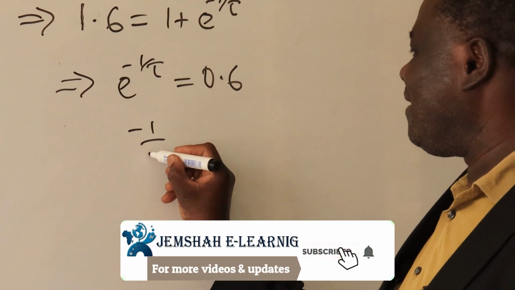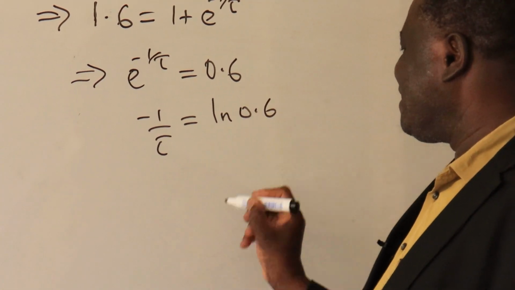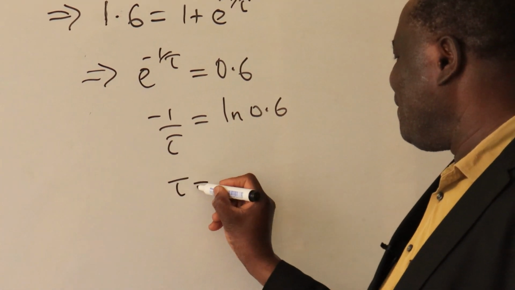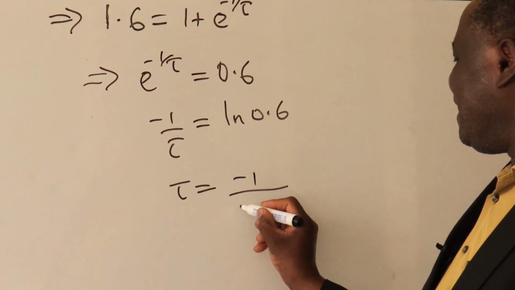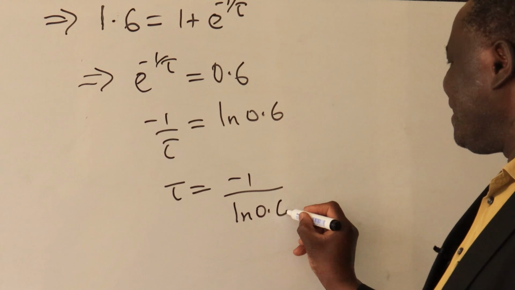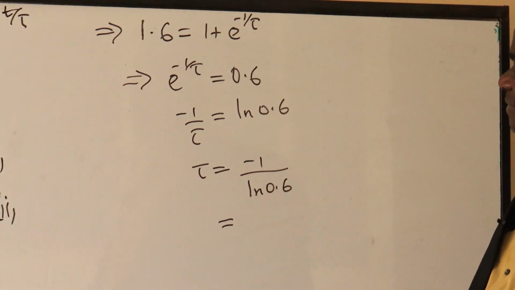So minus 1 over tau is equal to ln of 0.6. So tau is equal to minus 1 over ln of 0.6. So just punch it in.